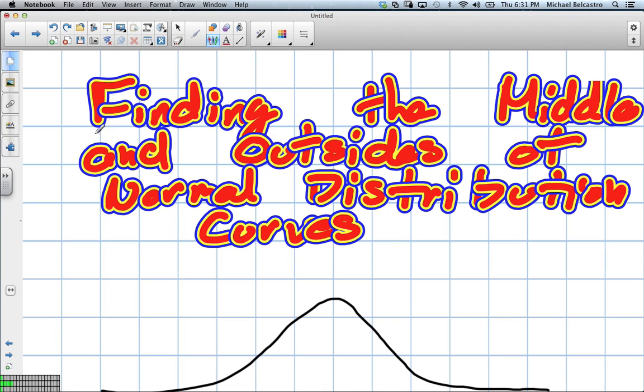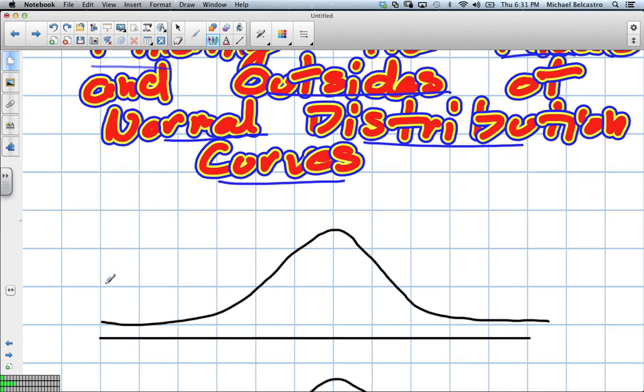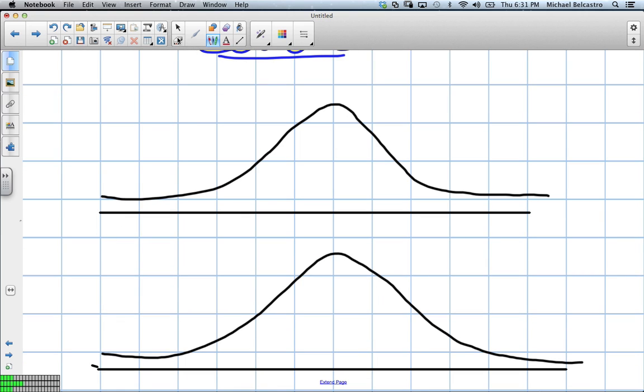Finding the middle and the outsides of normal distribution curves. Okay, well, that's a very long title. What on earth are we talking about? So here's two distribution curves.